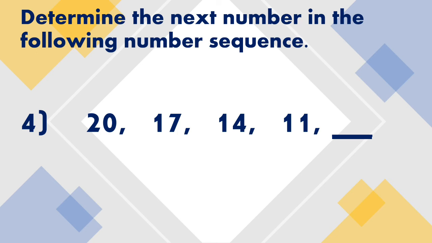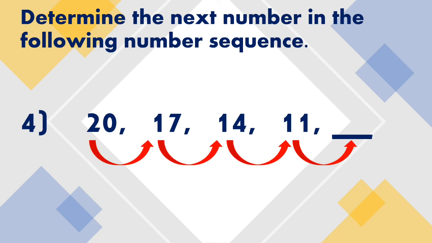Number 4. Our number sequence is 20, 17, 14, 11, blank. What would be the next number? If you subtract 3 from the previous term, you can get the next term. If you answer 9, you are correct.